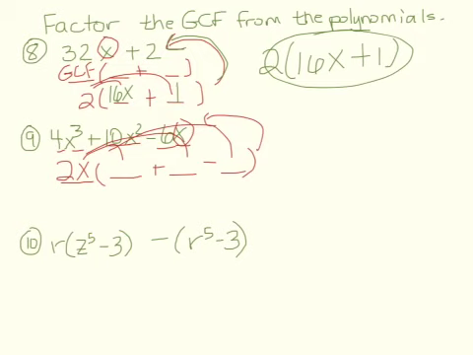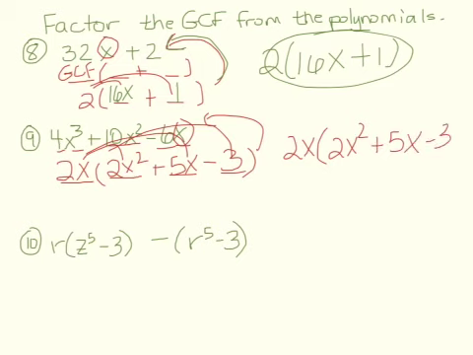So first of all, 2x times 2x squared would give me 4x to the third. Then 2x times 5x would give me 10x squared. And then finally, 2x times negative 3 would give me negative 6x. So when I factor this polynomial, I end up with 2x times 2x squared plus 5x minus 3. That's the polynomial with the greatest common factor factored out.